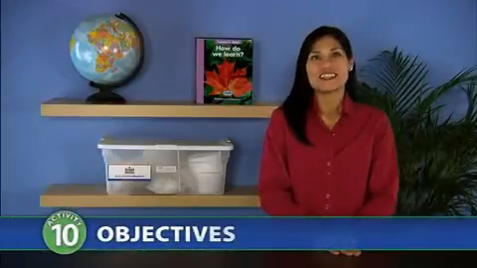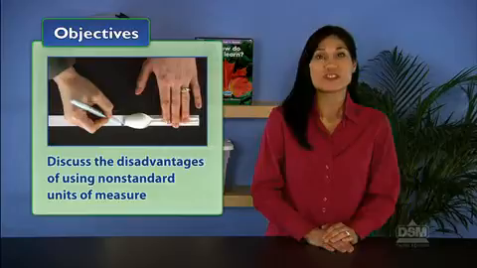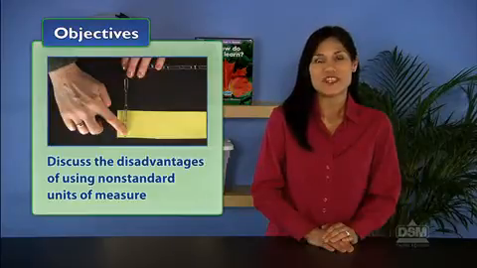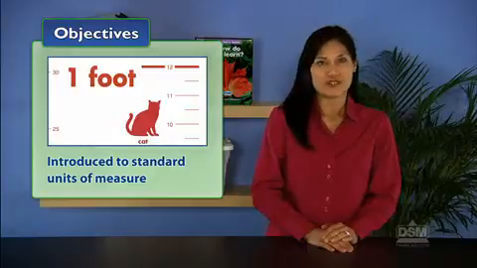In Activity 10, comparing non-standard and standard units of measure, students observe and discuss the disadvantages of using non-standard units of measure, such as spoons and paper clips. Students are then introduced to standard units of measure as shown on a growth chart.